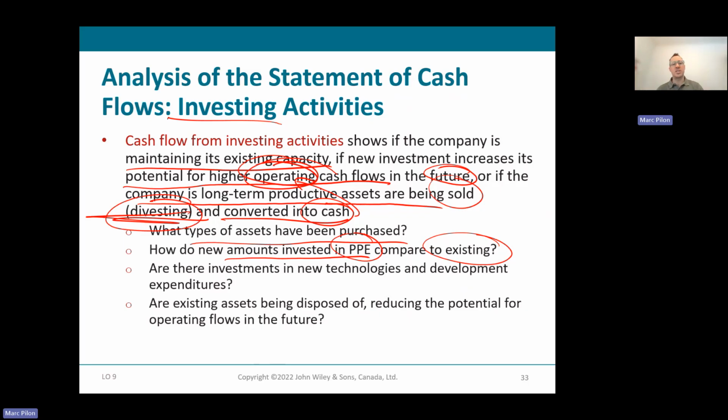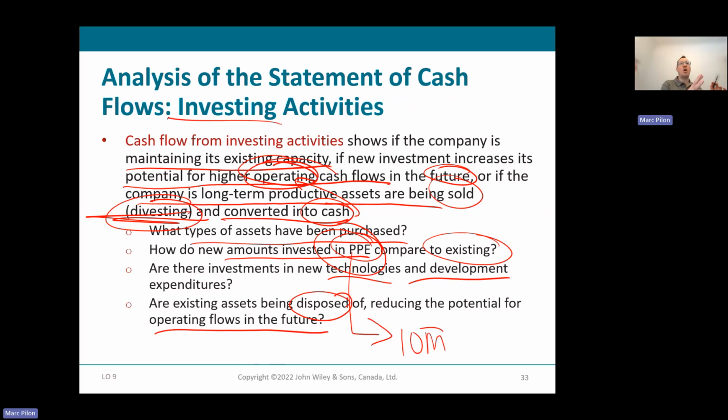But large companies have a sustained amount. They'll purchase regularly like 10 million a year in buildings and land, right? They'll sell some, they'll buy some. It's a whole business. So we want to see, is that sustained? Is it going down? Are they investing more or less? In what areas? Like technologies or research and development. Are existing assets being disposed of, reducing the potential of cash flows in the future?